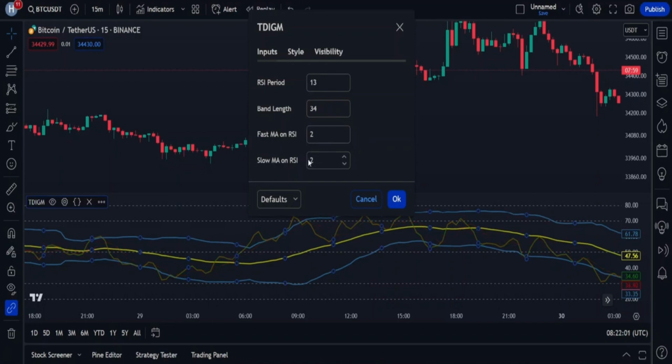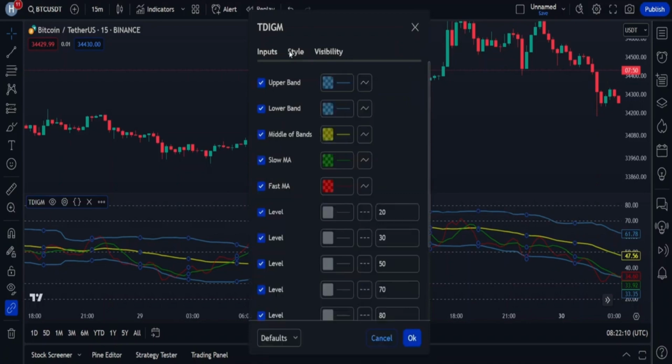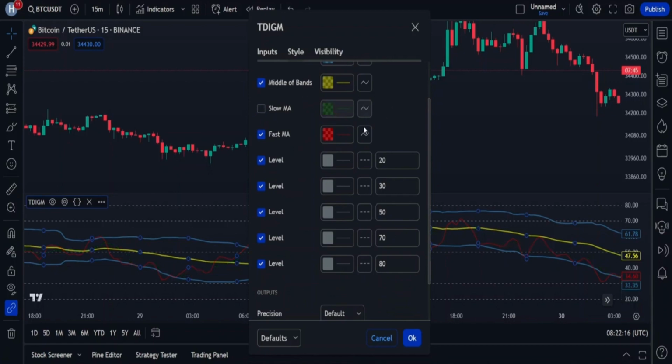Now let's change the indicator's style settings. Go to the Style tab, then turn off Slow MA. You can also change the opacity and saturation of the lines to make them easier to see. That's all we needed to do. Now let's see how you can use the indicator to enter positions.